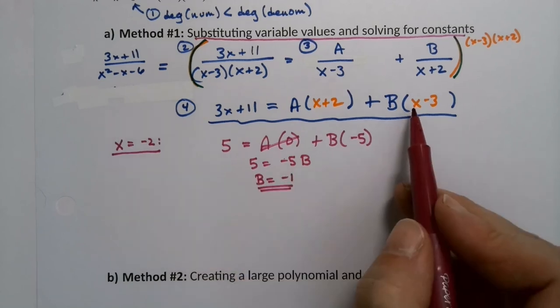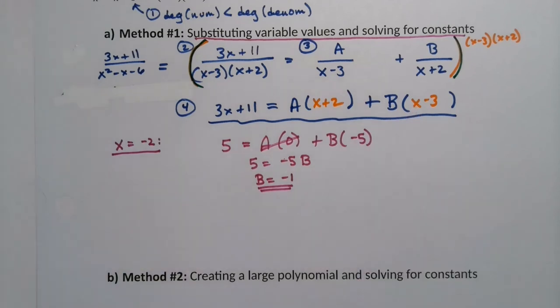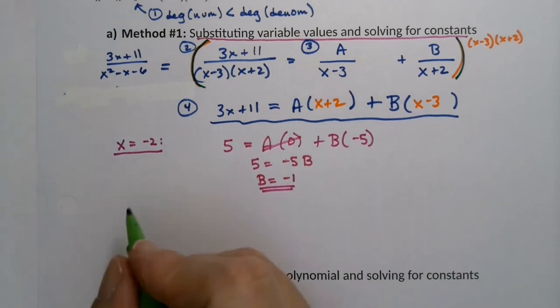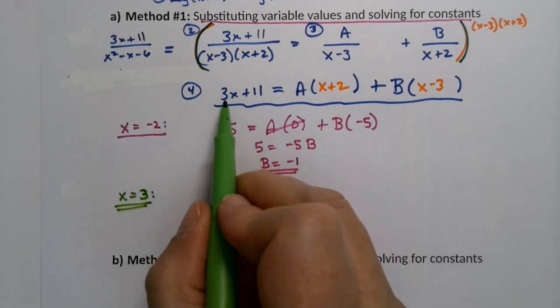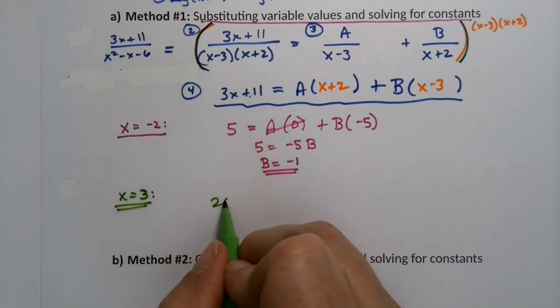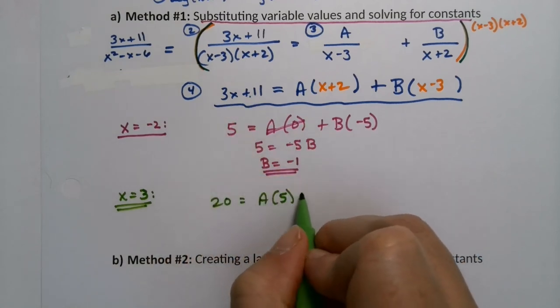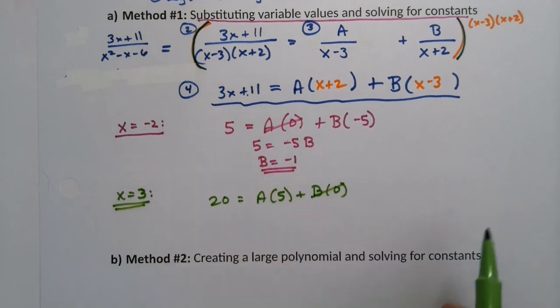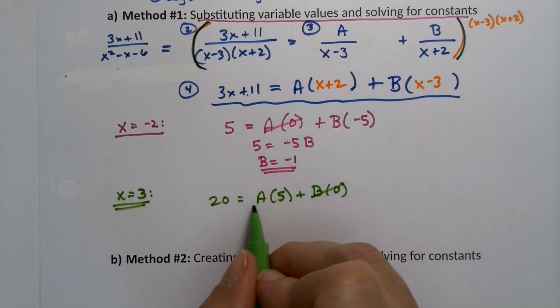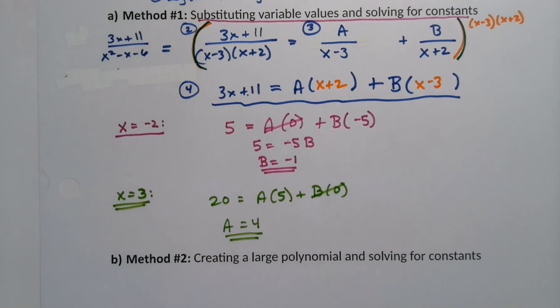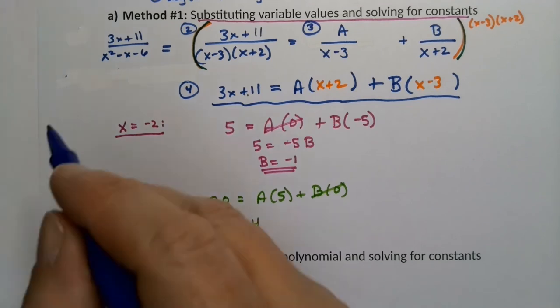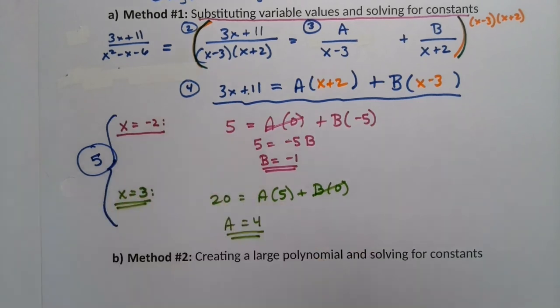I have one of my numerators done. And then I'll do it again. I'll let x equal, let me think, what's a smart value to pick? 3, because if I put 3 in, 3 times 3 is 9, 9 plus 11 is 20. A times 5 plus b times 0, this is gone, because 3 take away 3 is 0. And so 5a equals 20, so a is equal to 4. And there we have it. Putting it all together, this was step 5 right here. All of that, step 5.